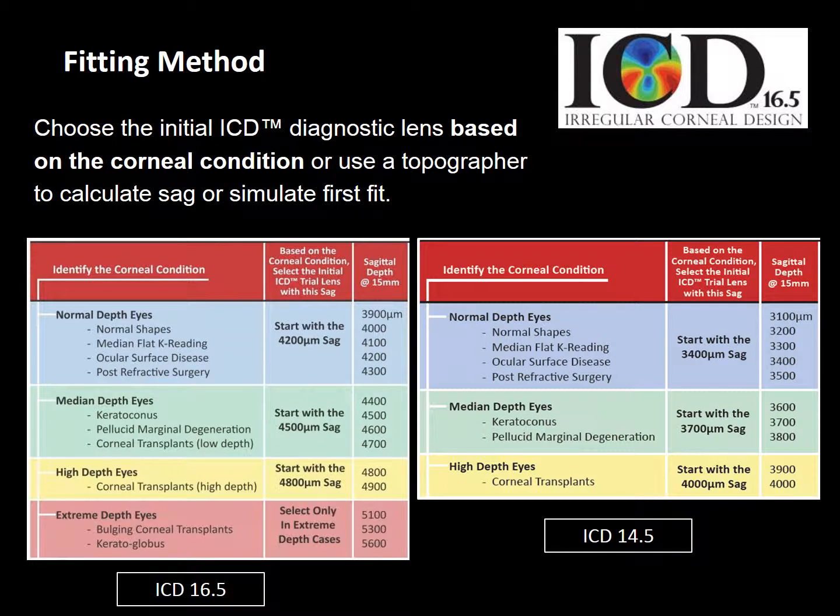Choose your initial ICD diagnostic lens based on the corneal condition you are fitting, or use a topographer to calculate the sag and simulate the fit first. These charts are provided in the fitting sets for both the ICD 16.5 and the ICD 14.5 lenses. For example, if you're fitting somebody with keratoconus with a corneal diameter of greater than 11 mm, start with the 4500 micron sag lens. Or, if you have a small cornea and you're fitting the 14.5 mm lens, and you have a normal depth eye, start with the 3400 sag lens.